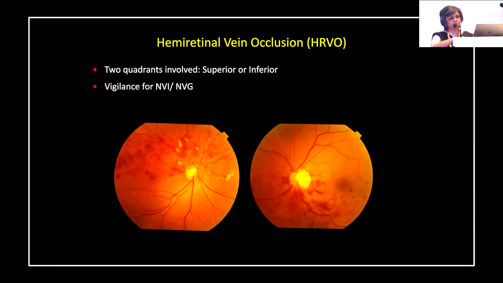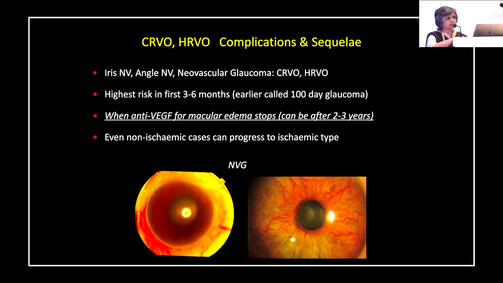More importantly, in these patients, the hemiretinal vein occlusion is superior or inferior, and two quadrants are involved. The CRVO and HRVO require vigilance for neovascularization of the iris and neovascular glaucoma. So very careful examination of the undilated iris and the angle with gonioscopy is very important. This used to happen in the first 3 to 6 months earlier, called 100-day glaucoma. But nowadays it doesn't happen initially because we start using anti-VEGF injections for the edema.